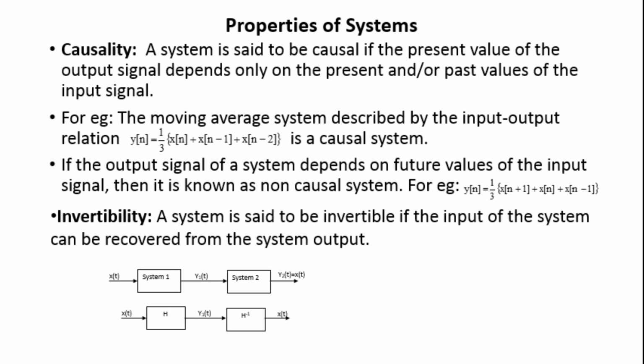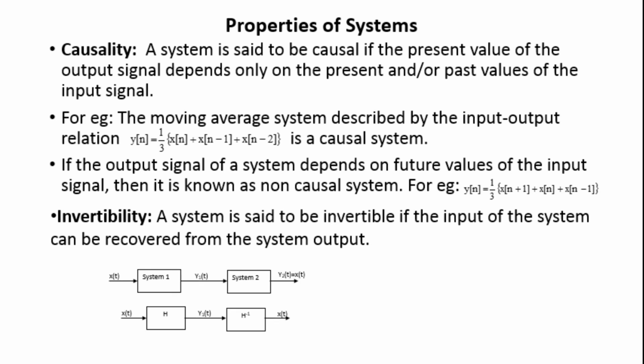Next property we have is causality. A system is said to be causal if the present value of the output signal depends only on the present and/or past values of the input signal. For example, the moving average system described by the input-output relation y of n is equal to 1 by 3 into x of n plus x of n minus 1 plus x of n minus 2 is a causal system. If the output signal of a system depends on future values of the input signal, then it is known as a non-causal system. For example, y of n is equal to 1 by 3 into x of n plus 1 plus x of n plus x of n minus 1.